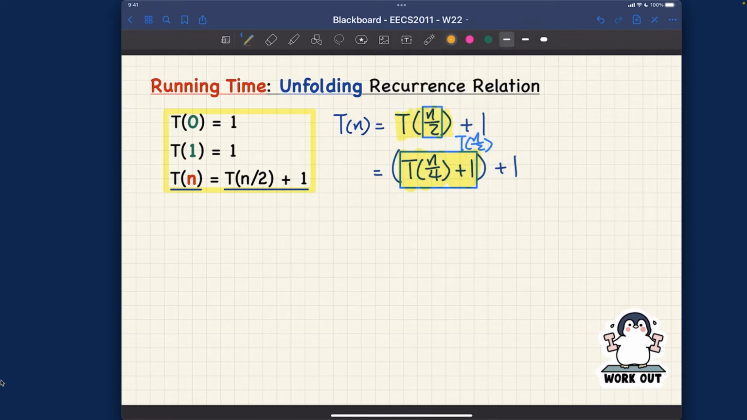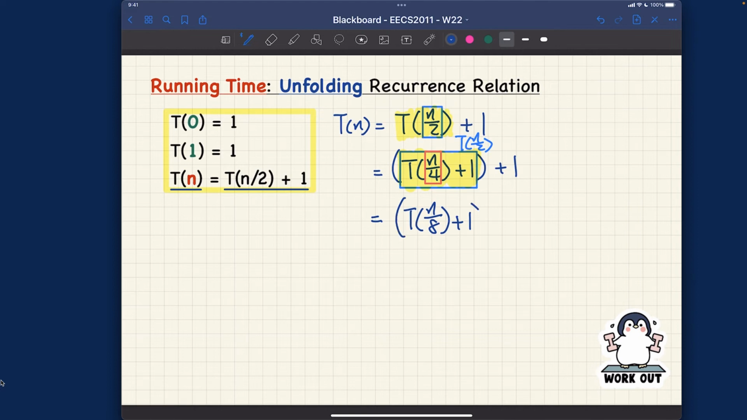Let me use this color here. Let's say n over 4. So what we should do is substitute n over here by n over 4, and this by n over 4. N over 4 over 2 will be n over 8, plus 1. Right? Let's now do it. So it's going to be equal to t of n over 8 over here, and then plus 1.